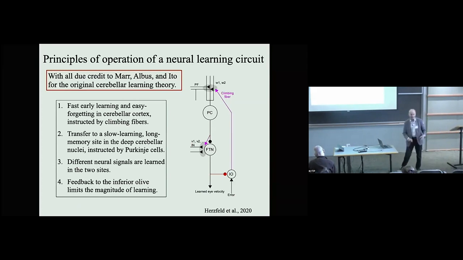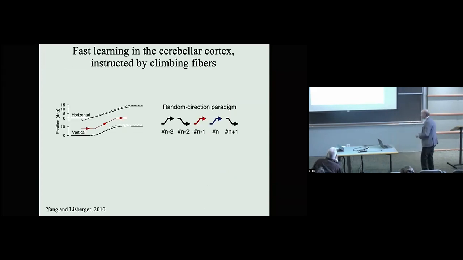So, as I said, I could stop here. But I'm not going to, because I know that at least someone in this audience would say, how do you know that? And so I'm going to tell you how we know one and two. So, fast, early learning and easy forgetting in the cerebellar cortex instructed by climbing fibers.